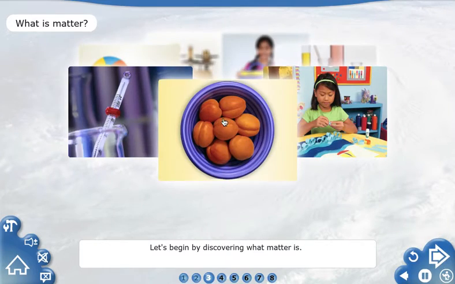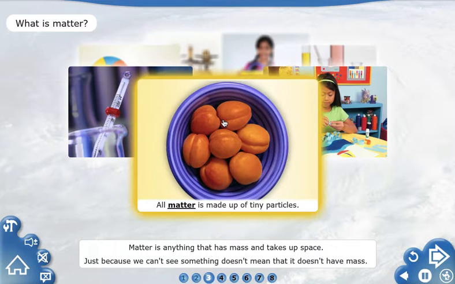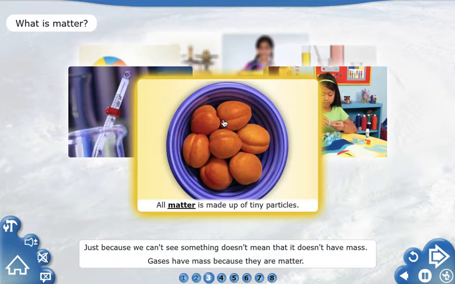Let's begin by discovering what matter is. Click each image to find out more. All matter is made up of tiny particles. Matter is anything that has mass and takes up space. Just because we can't see something doesn't mean that it doesn't have mass. Gases have mass because they are matter.